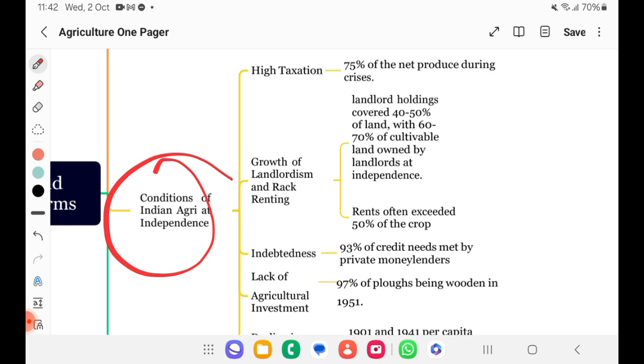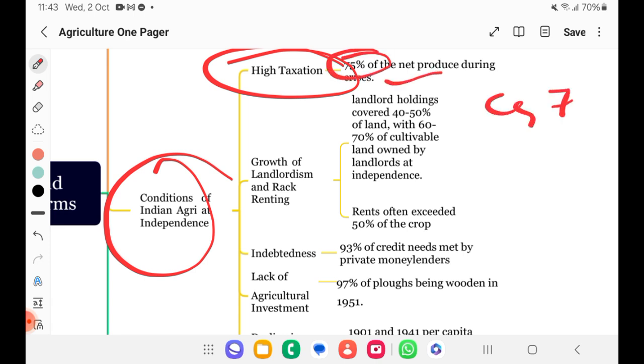So similarly, agricultural condition at independence was high taxation. High taxation is okay. How much taxation was that is a point you should be mentioning. 75% of net produce during the crisis. During crisis, 75% of tax they used to take. Okay. Growth of landlordism and rack renting.